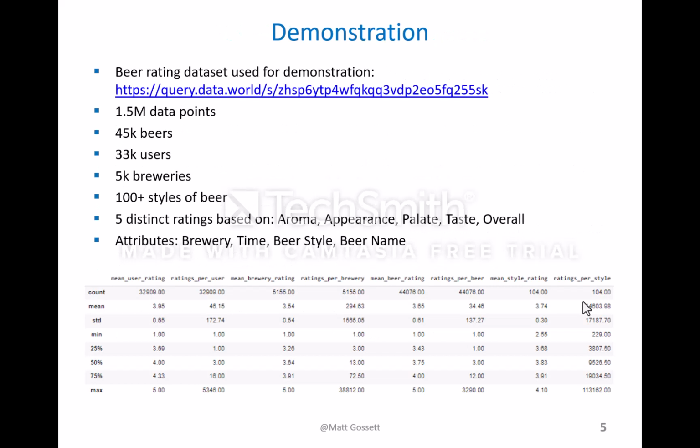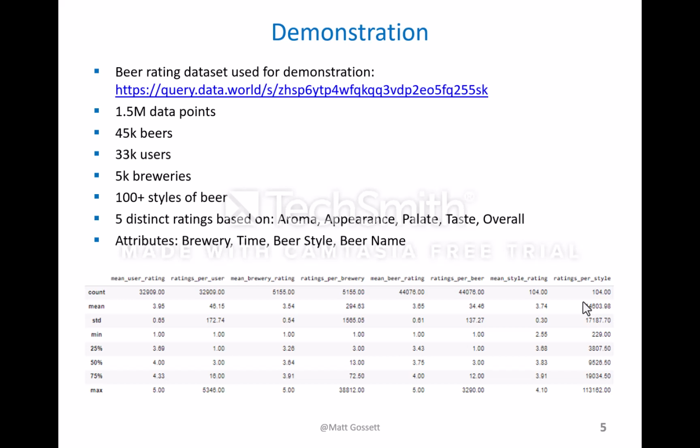So getting into this demonstration, I've used this beer ratings data set. There's 1.5 million data points here. We have 45,000 different beers, 33,000 users, 5,000 breweries, 100 plus styles. We have different ratings for aroma, appearance, palate, taste, overall, and attributes, like I just said, brewery, time, style, name. Here I've got a summary table, so you can see the beers are all rated on a range from 1 to 5, with 5 being the highest, 1 being the lowest.